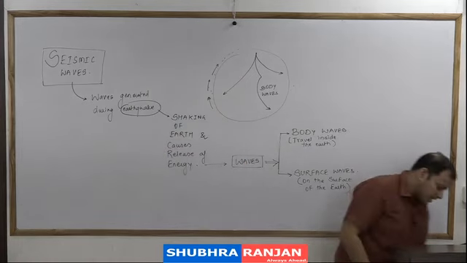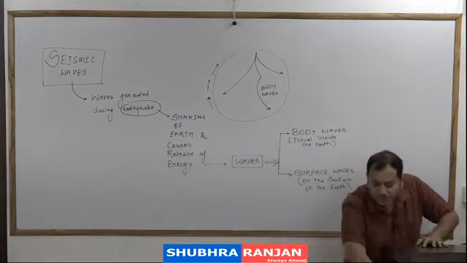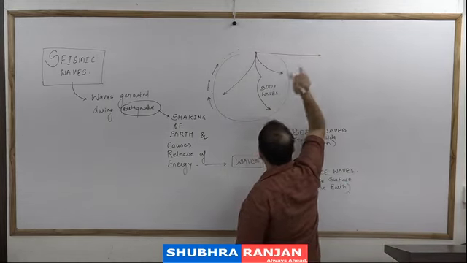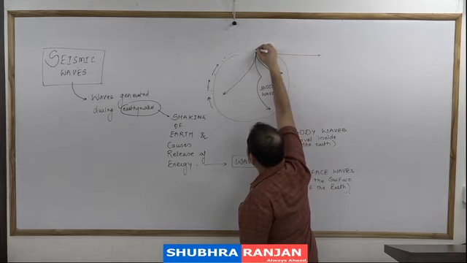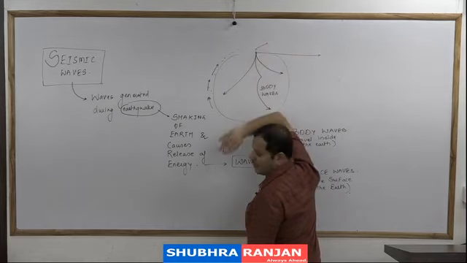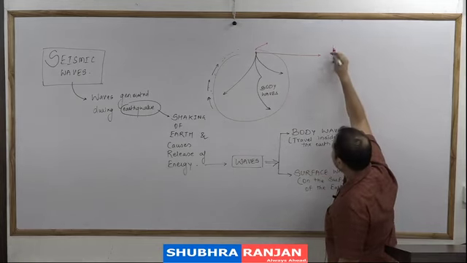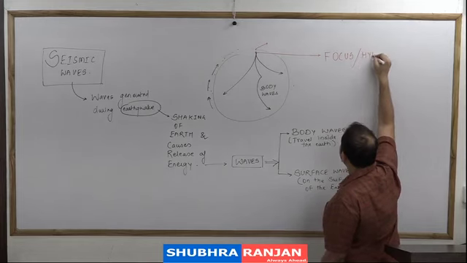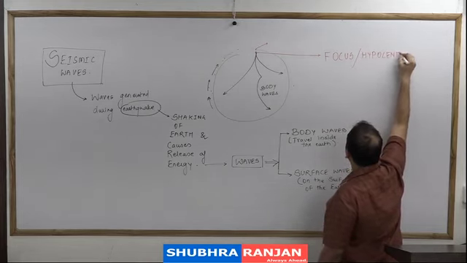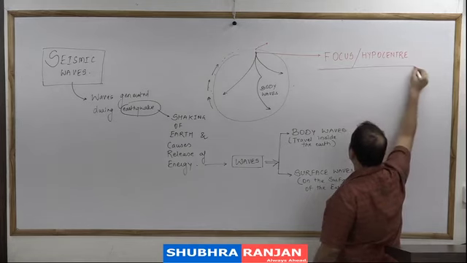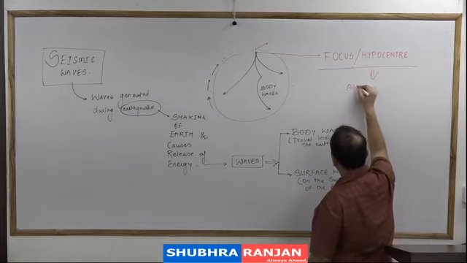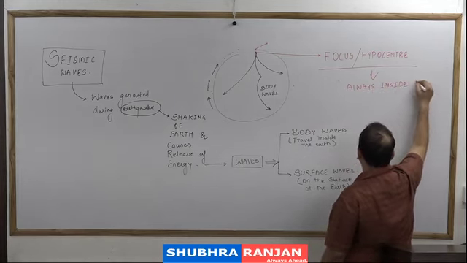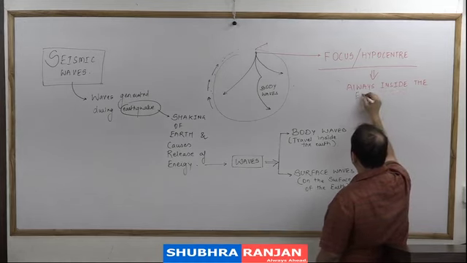Now, before we go to the seismic waves, there are 2 points which we should know in the earthquake. One is this point which is located always inside the earth. And above it there is a point which is always on the surface of the earth. So this inside point is known as the focus, or it is known as the hypocenter. Always inside the earth, and it is the point where the earthquake waves are generated.